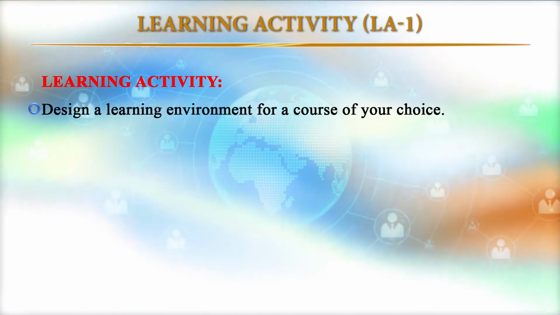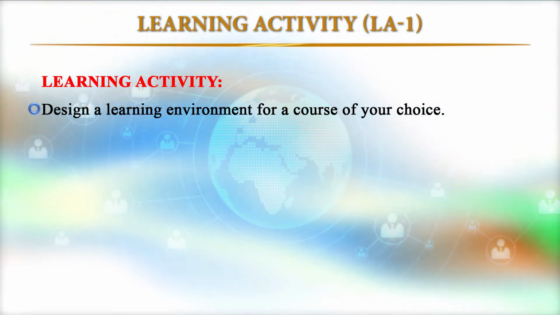In this video, we will see what the requirement of learning activity 1 is. Learning activity 1 talks about designing a learning environment for a course of your choice. The learners are asked to select any course of their own discipline. If they are in the discipline of education, then they can select any one course from the education discipline, or if they belong to social science, then they can select any course on a social science subject. So, designing a learning environment for a course of their choice.